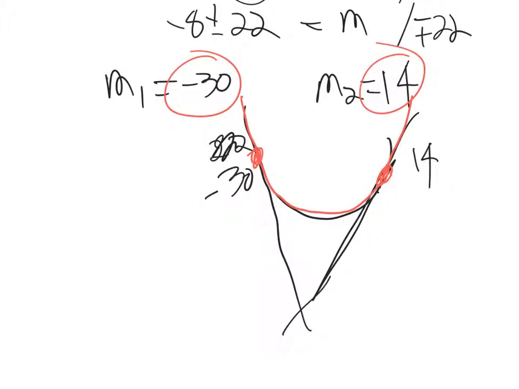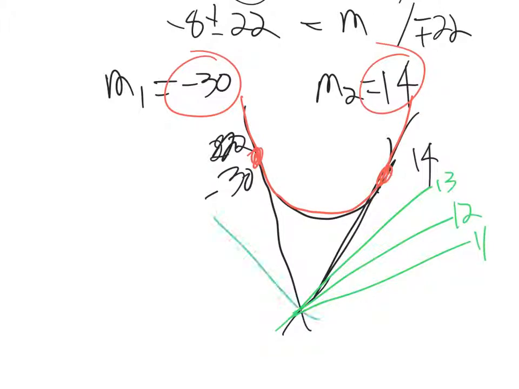So what I'm going to do is just draw another line here that will have no intersections. That line would have no intersections. That line would have no intersections. And those slopes might be like 13, 12, 11. And then on the other side, those are like negative 29, negative 28, negative 27. So the slopes are less and less, right?